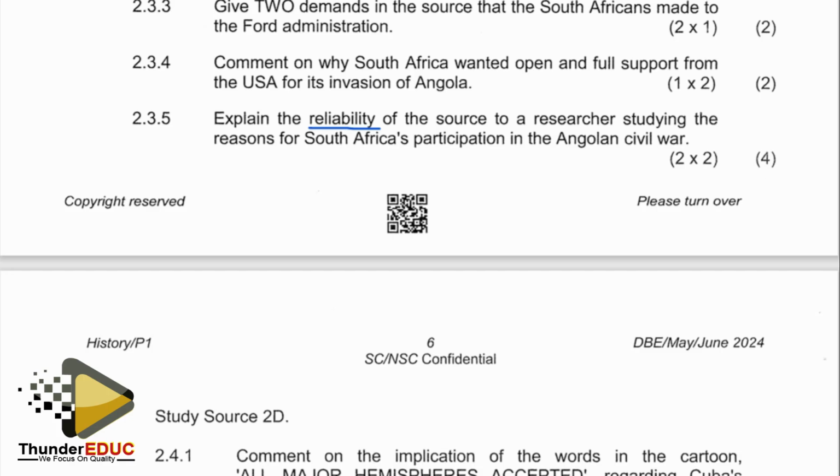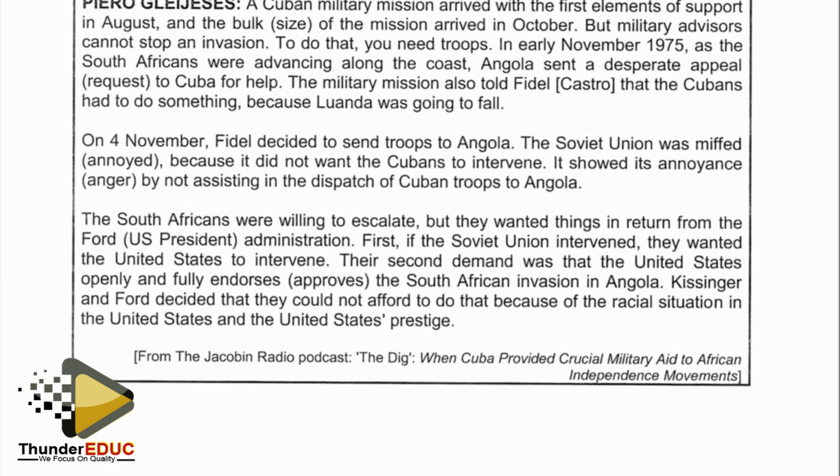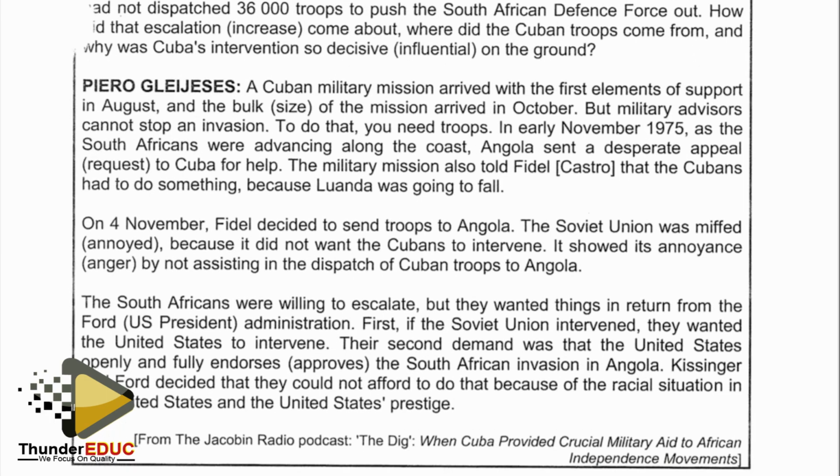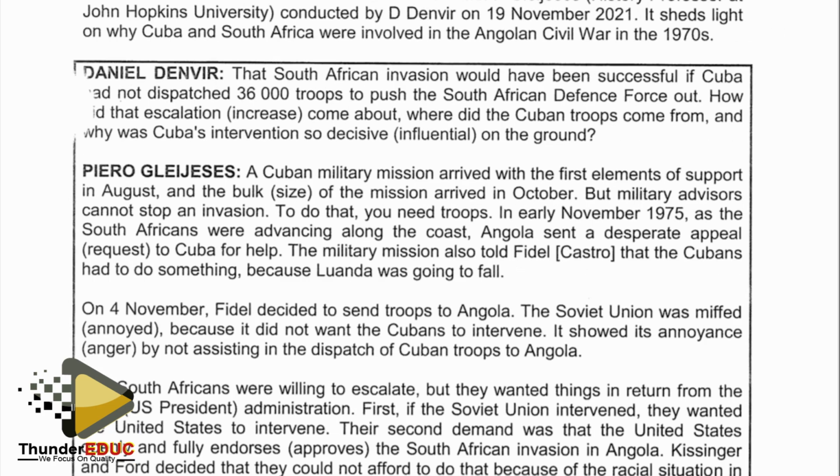With reliability, you are saying, is it the truth? Is this source giving us a true picture of what happened? Can we say this is the truth of what happened? That is reliability. Right, so we try to check in the sources to identify what valid reasons we can use to validate that this source is reliable to someone who wants to study the involvement of South Africa in the war.